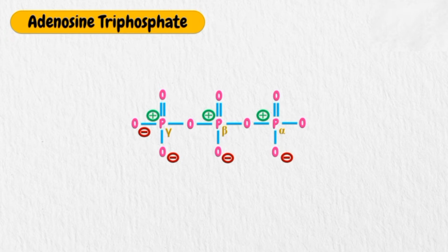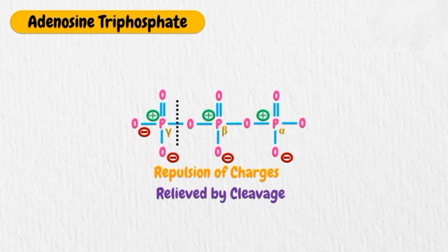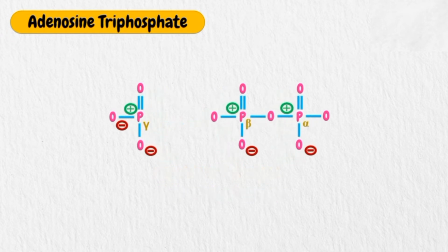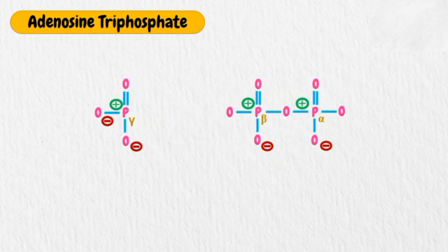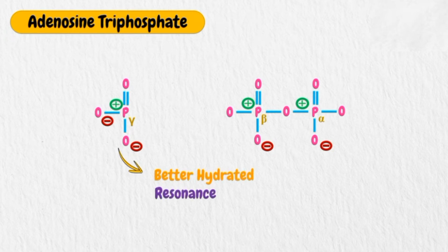One of the reasons for the instability of phosphoric anhydride bonds is the repulsion between these negatively charged oxygen atoms, which is partly relieved by cleavage of a phosphate residue. In addition, the free phosphate anion formed by hydrolysis of ATP is better hydrated and more strongly resonance stabilized than the corresponding residue in ATP. This also contributes to the strongly exergonic character of ATP hydrolysis.